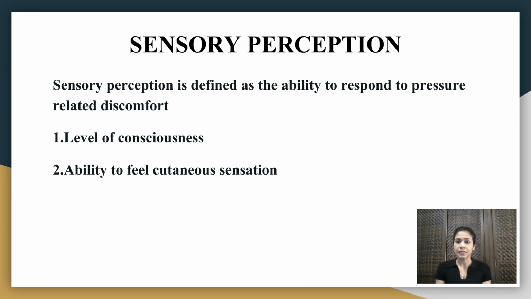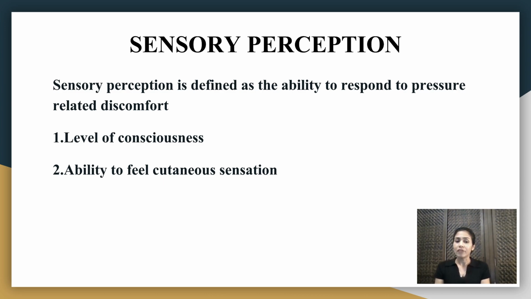Let's talk about sensory perception. Sensory perception is nothing but the ability to feel the sensation. For instance, we normal human beings, when we go to bed, first we may lie down in a supine position. After sometime we may turn to lateral position, prone position and so on. Why? Because we all have the ability to respond to pressure related discomfort. So in order to make ourselves comfortable, we are changing the position. That's what it says.